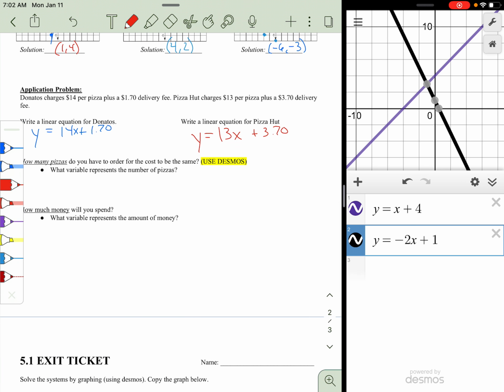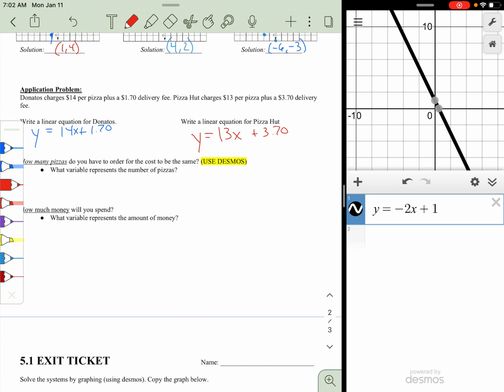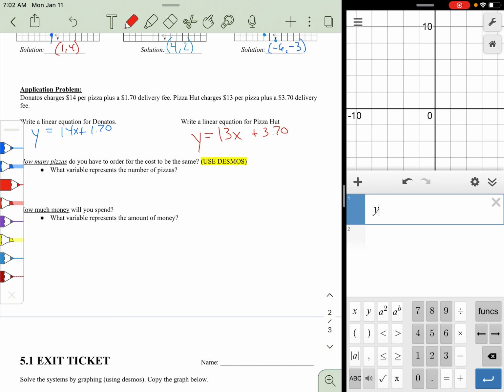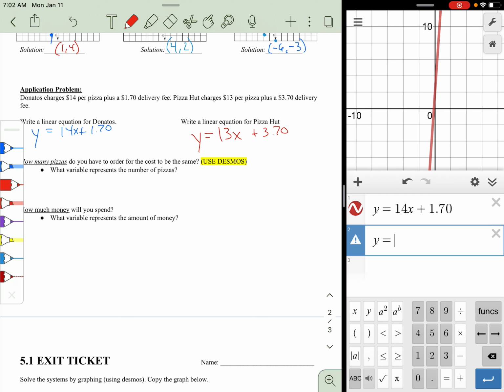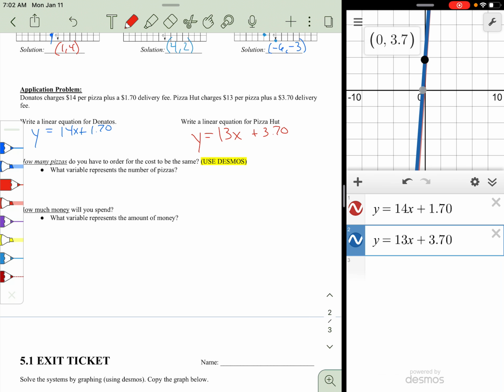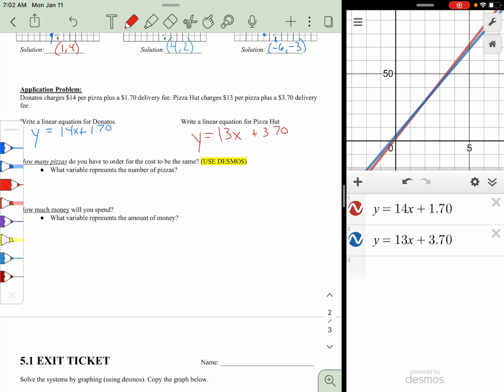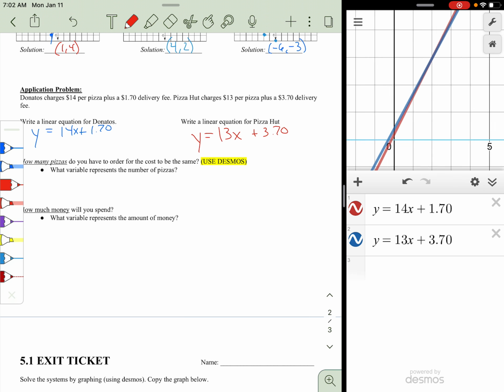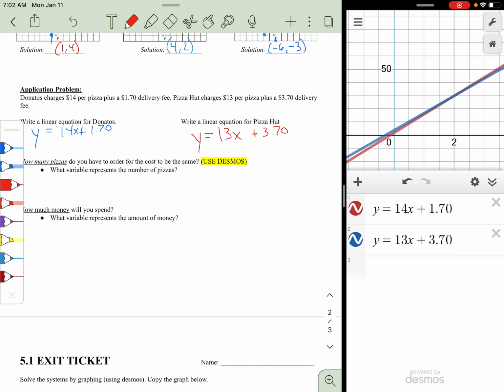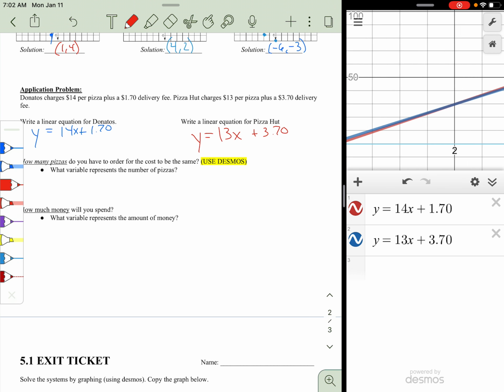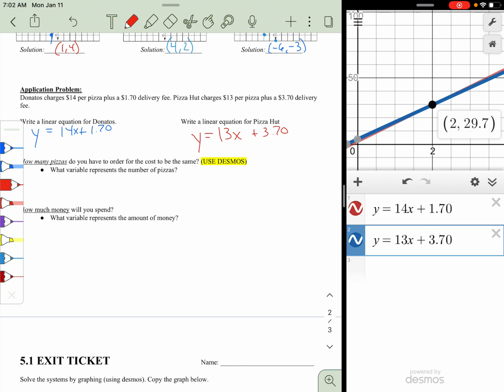Okay, how many pizzas do you have to order for the cost to be the same? All right, so this is just basically saying plug it into Desmos. y equals 14x plus 1.70. y equals 13x plus 3.70. Okay, let's go back to our home here. Looks like, ooh, they are close. Space them apart. Looks like it's right there.